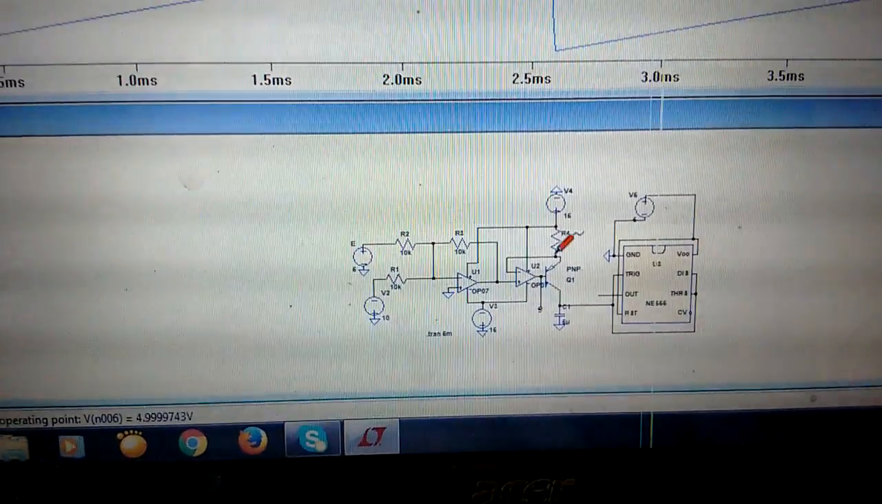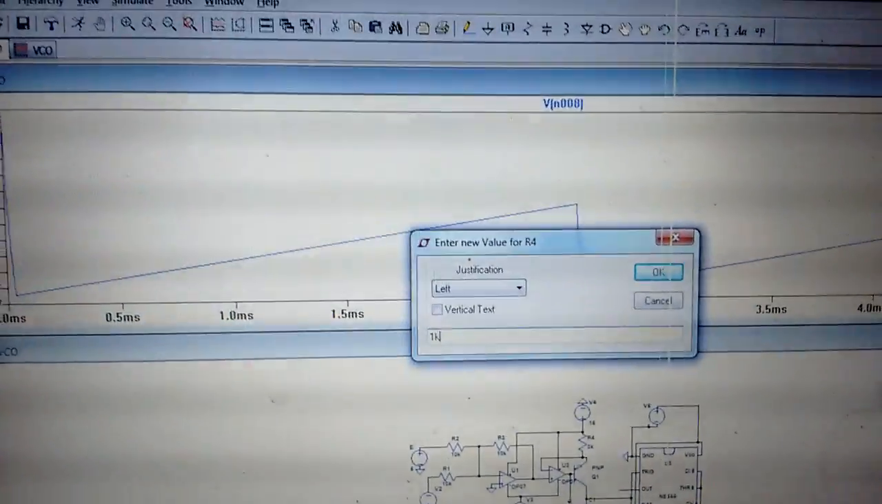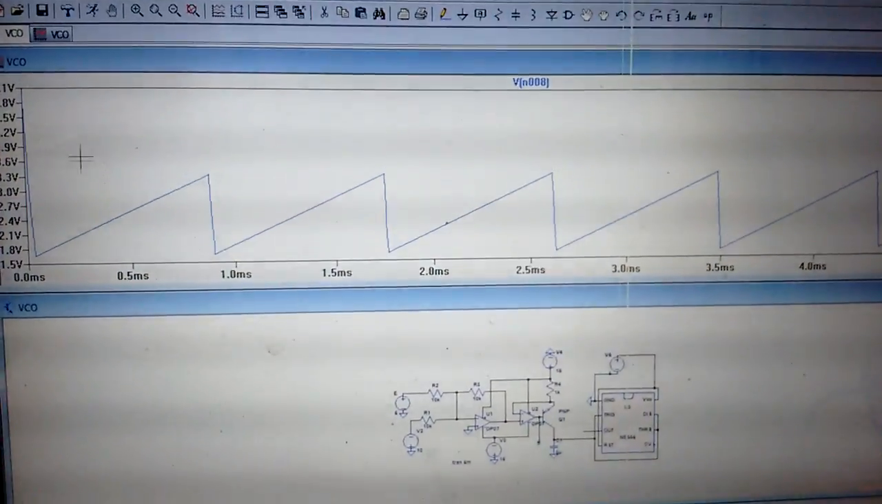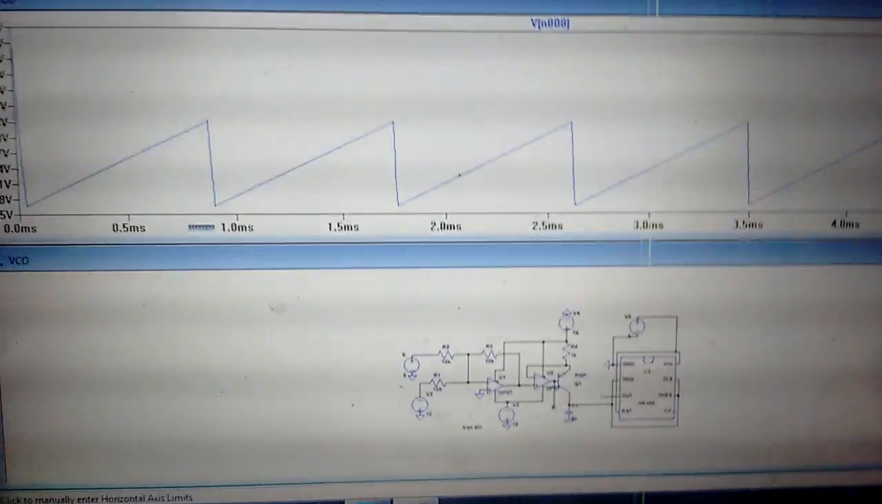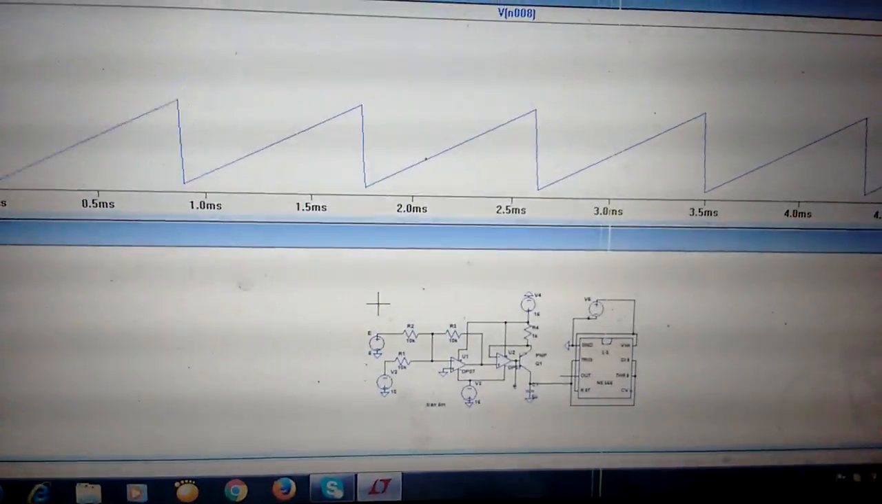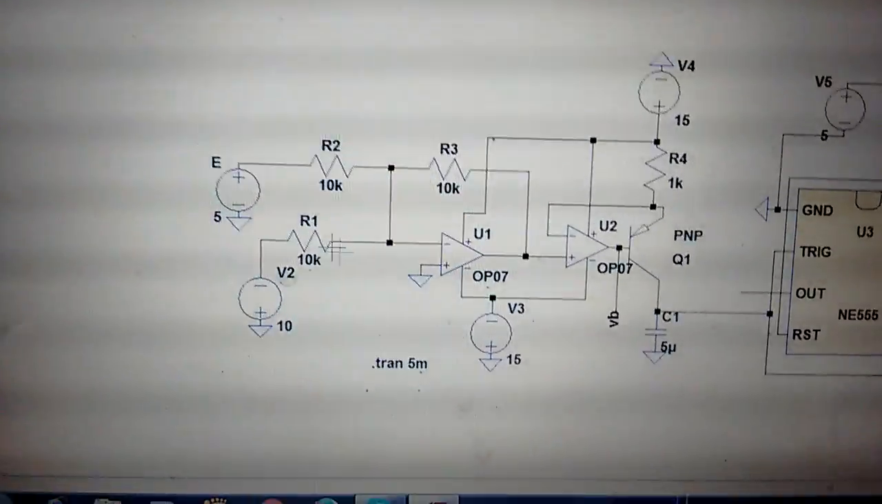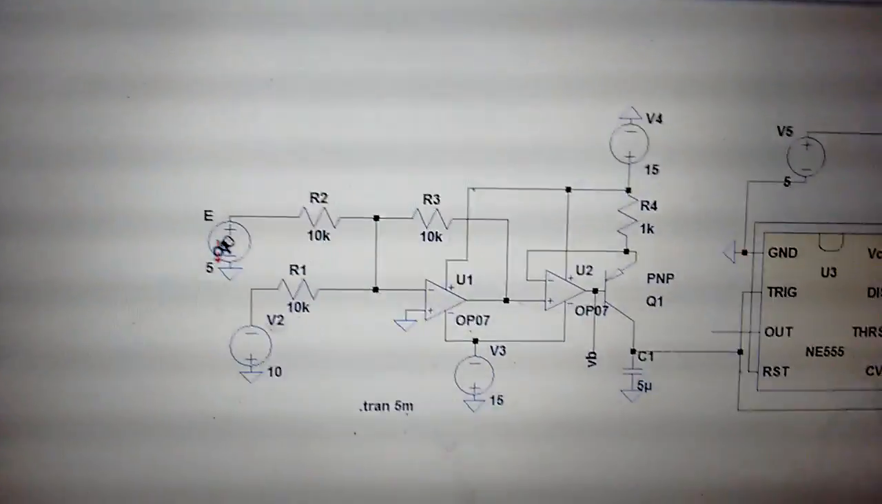How to change the time constant? We have to change the R_E. If I take 1 kilo ohm again, see the time constant is reduced, right? So that is how the voltage controlled frequency shifter works. If you change the input DC voltage, the output frequency is changing, right?